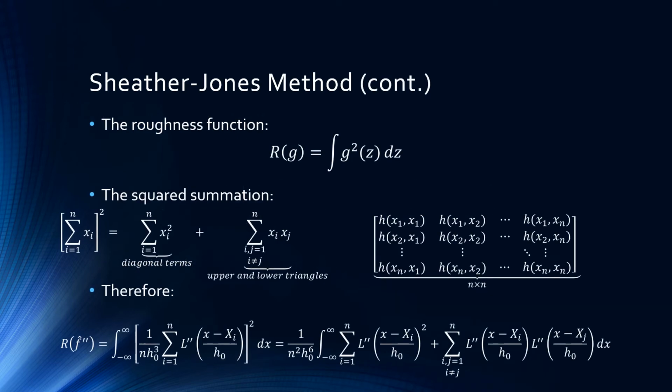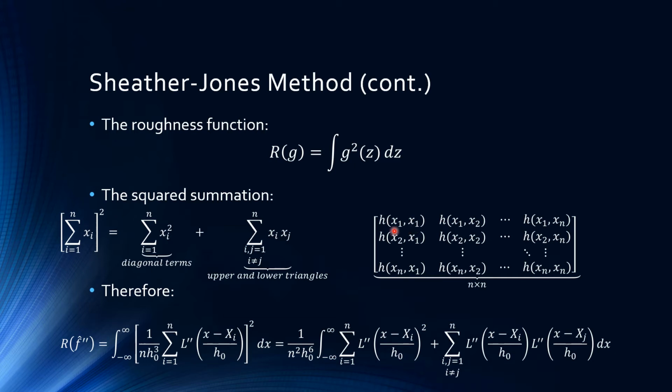So the roughness function is just the inner product of some function. The squared summation right here is when you take the square of the sum terms, you get a set of diagonal terms and the upper and lower triangles. So looking at this matrix, you get the diagonal here, which is when i and j are equal, 1,1, 2,2, n,n, and you get the upper and lower triangles when i is less than j or i is greater than j, for example.